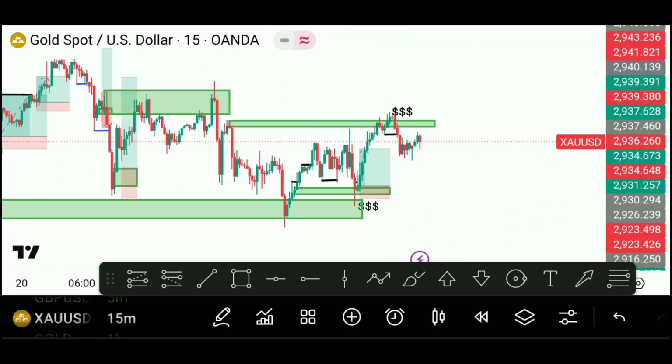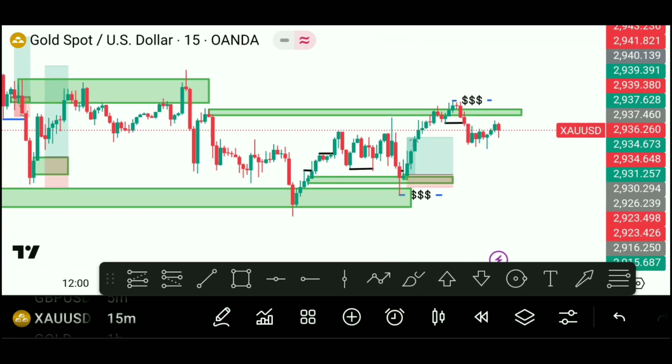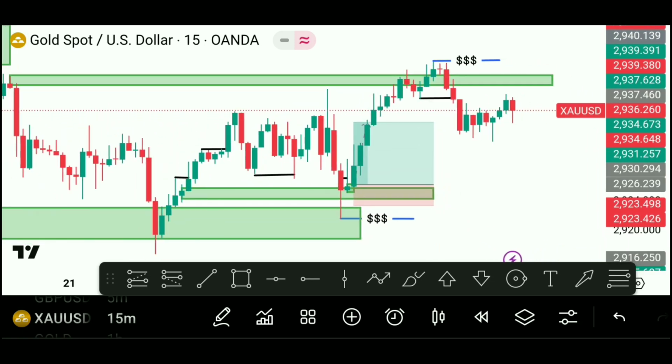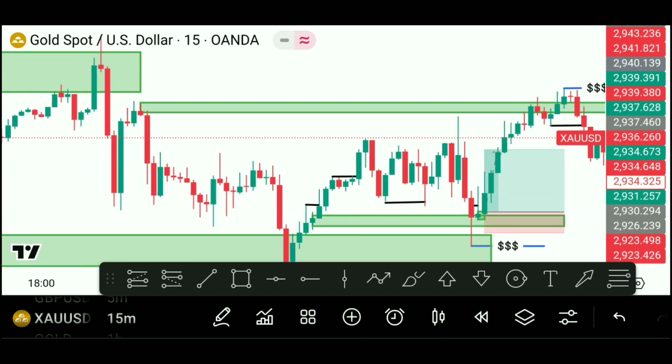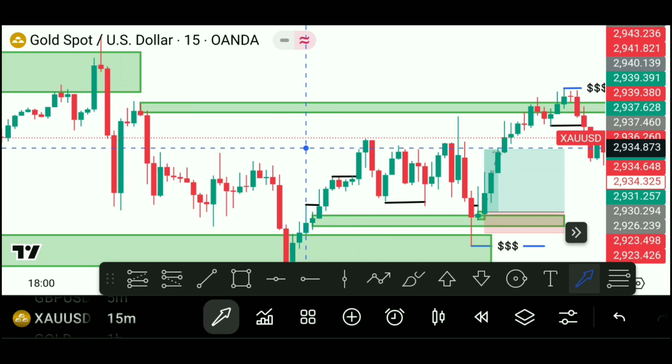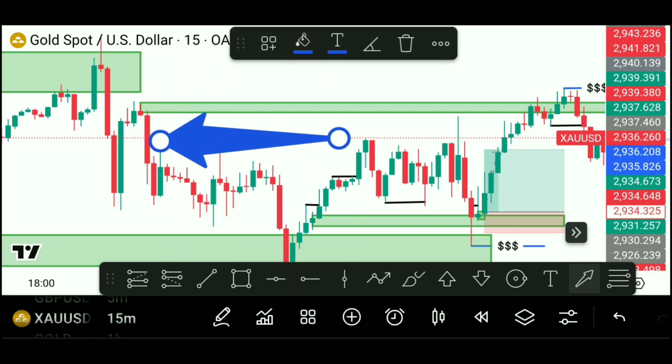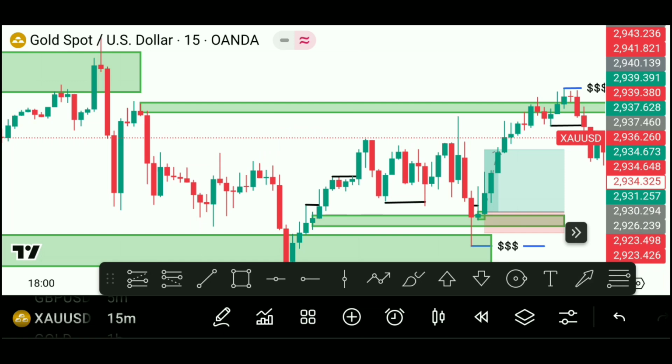So guys, now let's see. This is a live chart. We have to identify a huge candlestick movement. For example, you can see this one here is a big candlestick movement, right? So that's an impulsive candlestick. And what do you see?